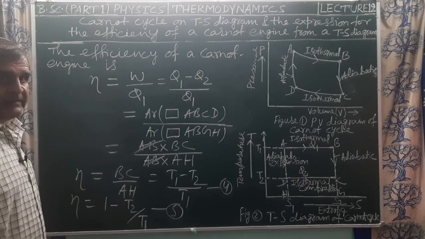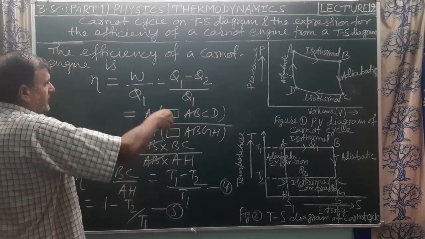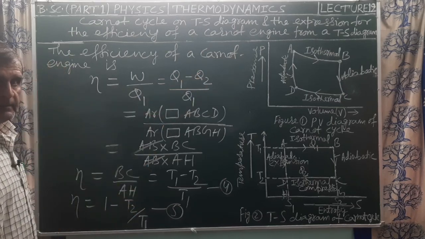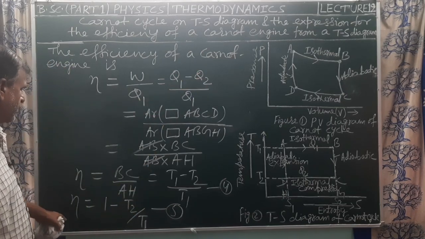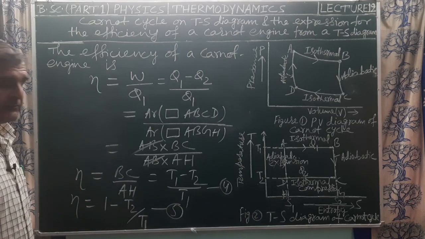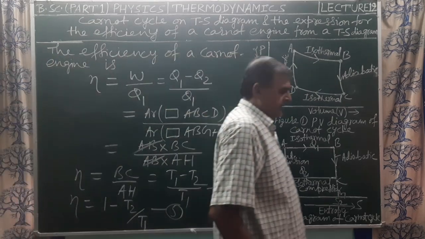We can also write it, from this relation, as eta equals 1 minus Q2 upon Q1, and the final expression is eta is equal to 1 minus T2 by T1, where T1 is the temperature of the heat source while T2 is the temperature of the sink.